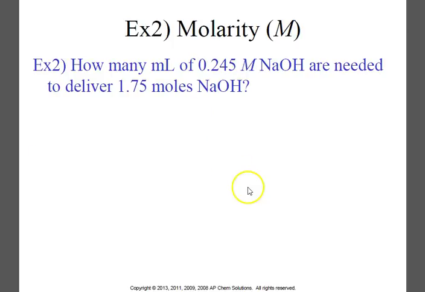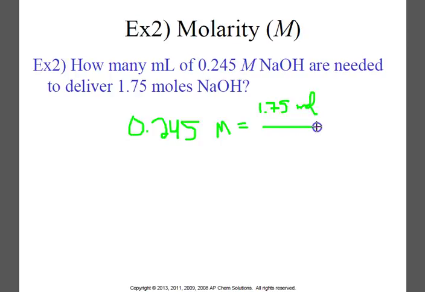All right, so let's work it from there. So we have 0.245 molarity equals 1.75 moles over an unknown amount of liters. So we're looking for L.